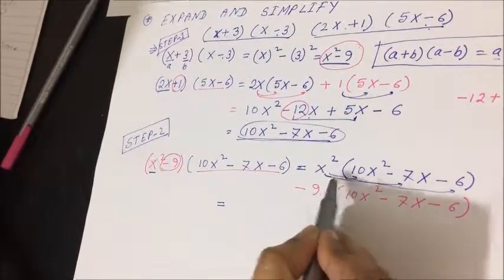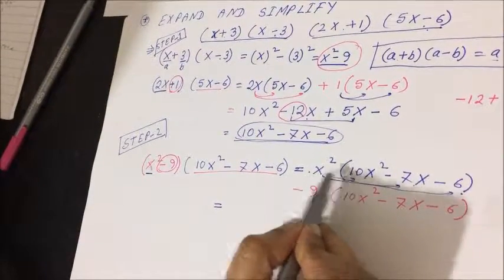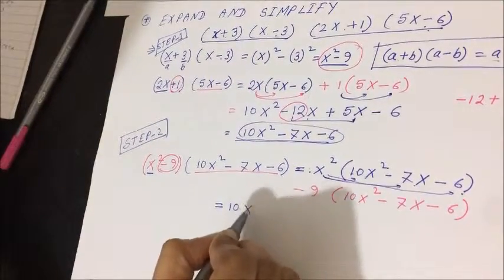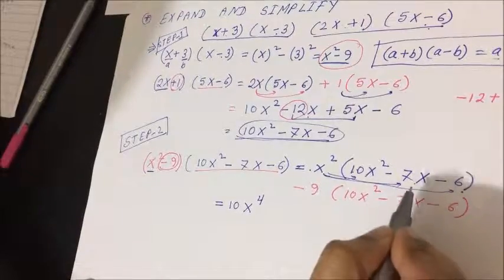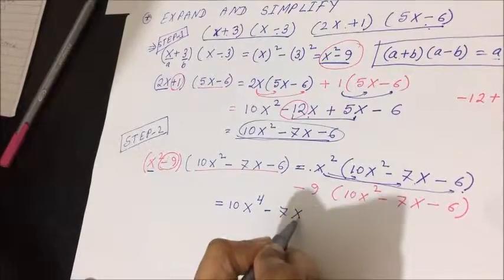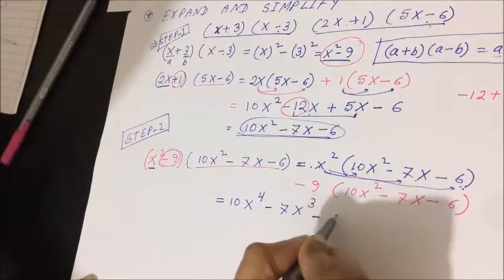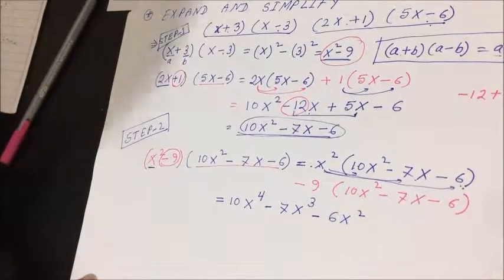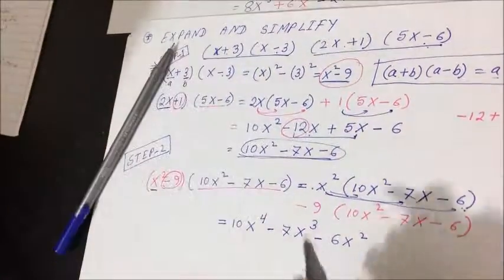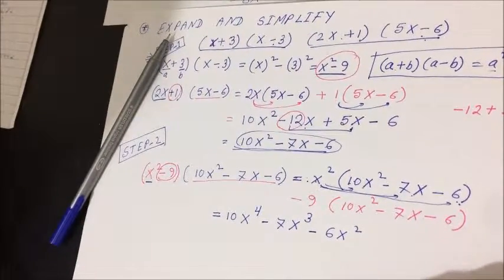What will be the 3 terms of my first part? 10. There is no other number here, so 10 will be the same. x square times x square is going to give me x to the power 4. Now minus 7x multiplied with x square is going to give me minus 7x to the power 3. x square multiplied with minus 6 is going to give me minus 6x square. This is the complete first part. Now let's do the second part. I've written it down in different colors so that it is easy to understand.